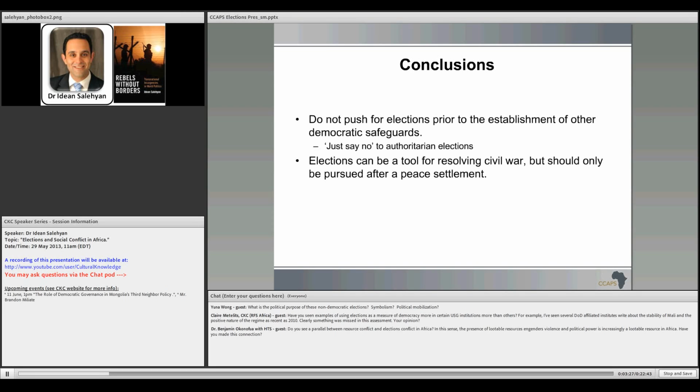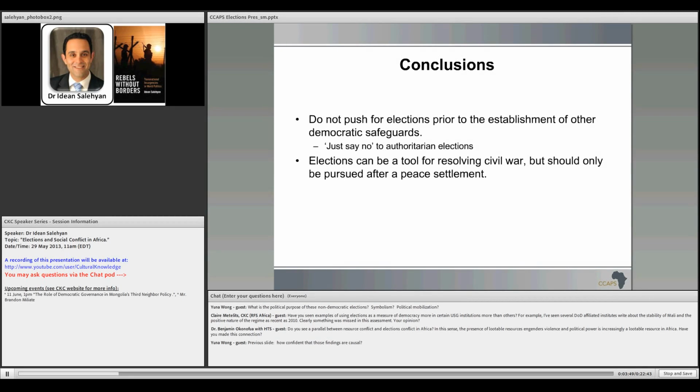So in conclusion, and then I do want to talk a little bit about policy implications for Mali and use that to generate some discussion. I would argue, and we would argue from this research, that the international community shouldn't be pushing for elections prior to the establishment of other democratic state safeguards.